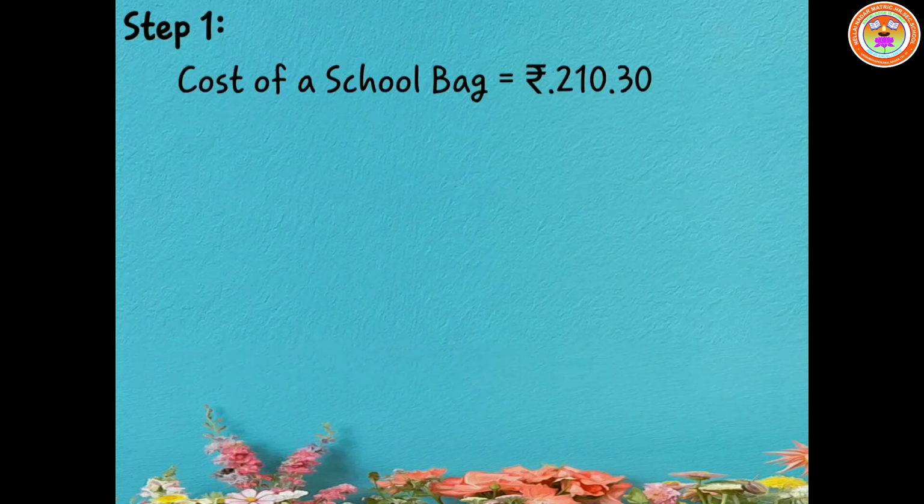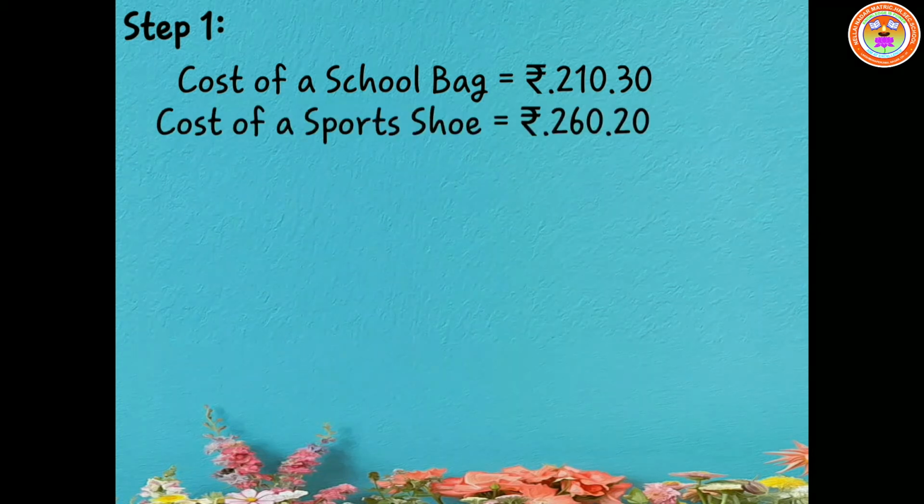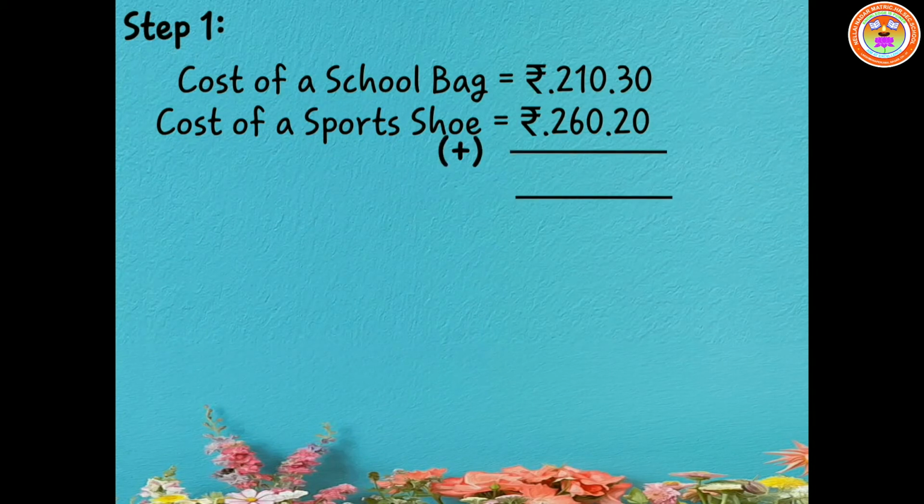Step 1. Cost of a school bag is equal to 210 rupees 30 paise. Cost of a sports shoe is equal to 260 rupees 20 paise. Now we are going to add these two. Total cost is equal to 470 rupees 50 paise.